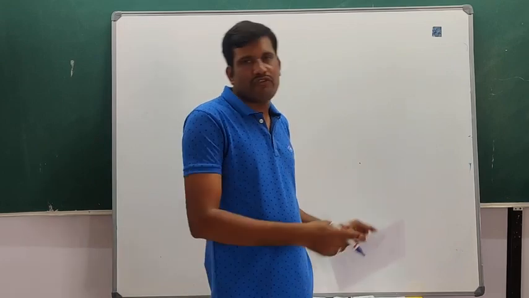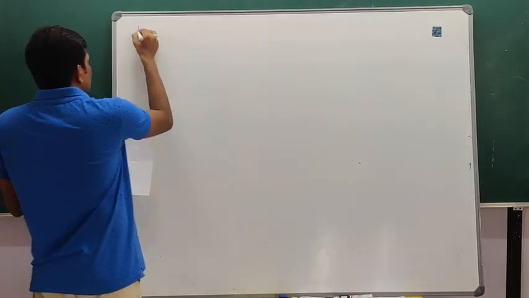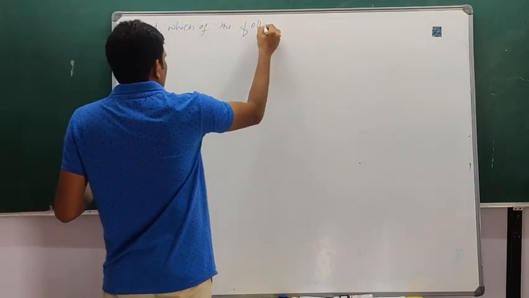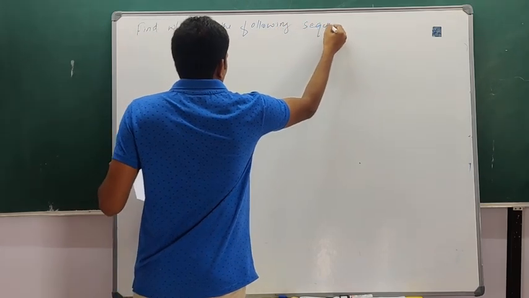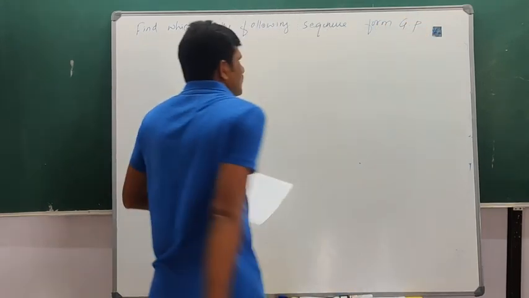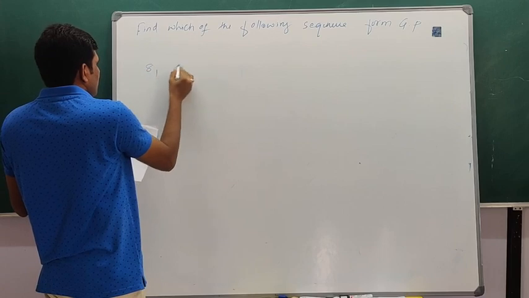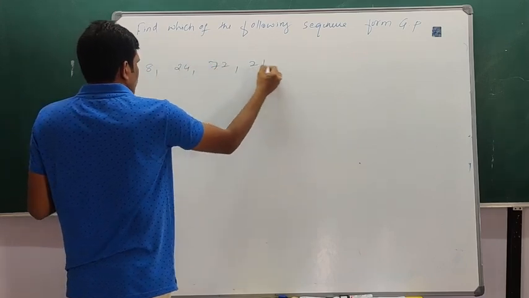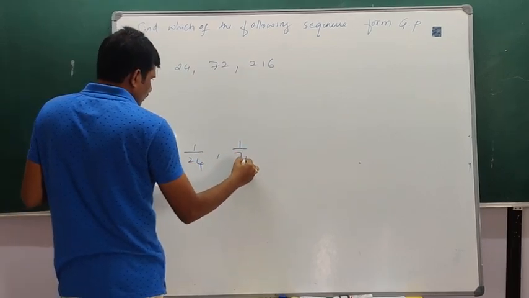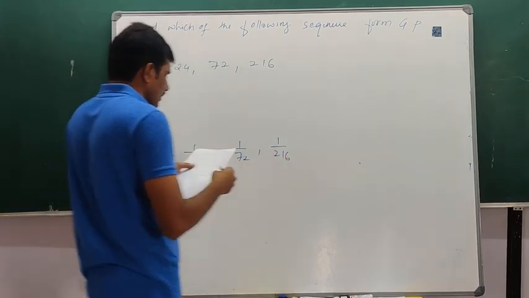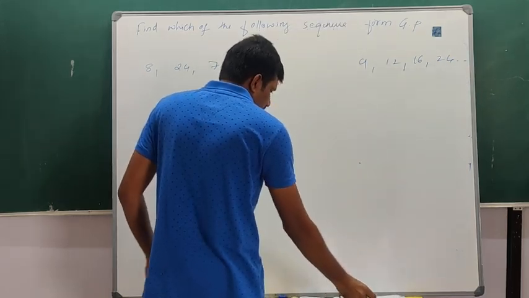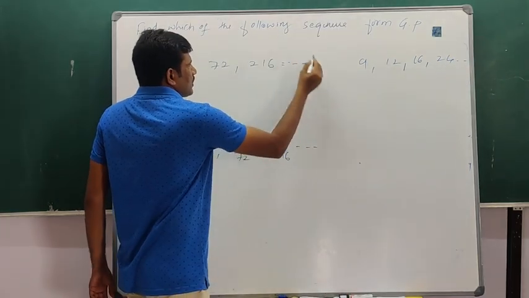So see, in the first exercise we have some problems. Find which of the following sequences form a GP. First one: 8, 24, 72, 216. Next: 1 by 8, 1 by 24, 1 by 72, 1 by 216. Next: 9, 12, 16, 24, and so on. So they have given some sequences. You have to check whether the given sequence is a GP or not.